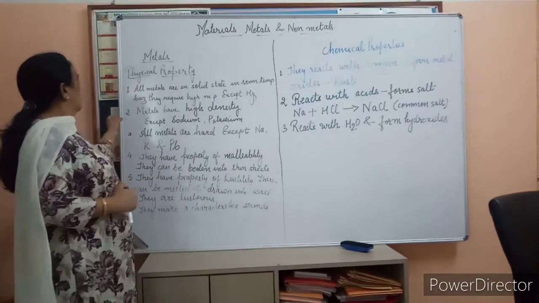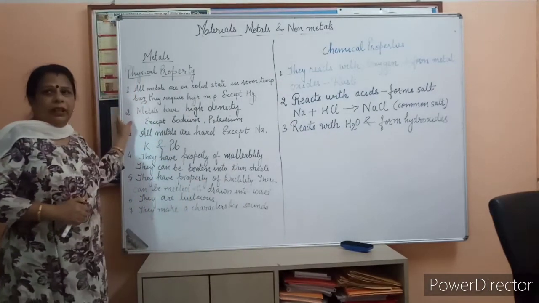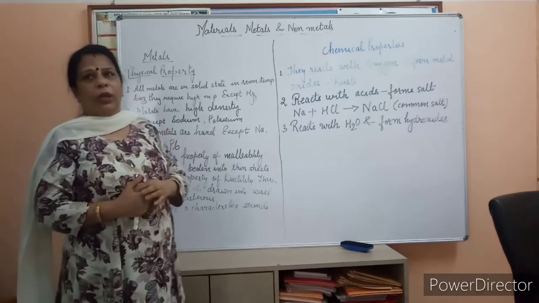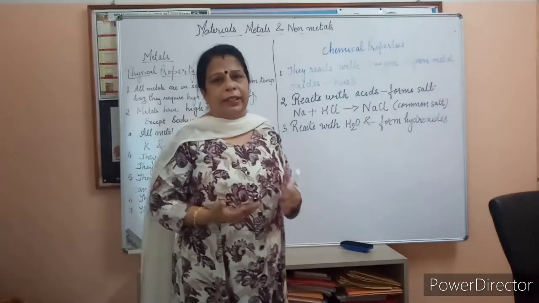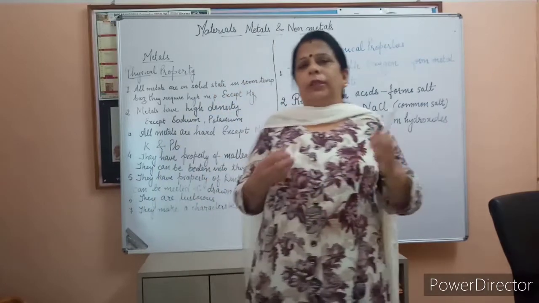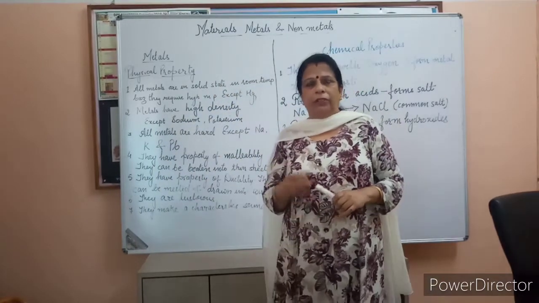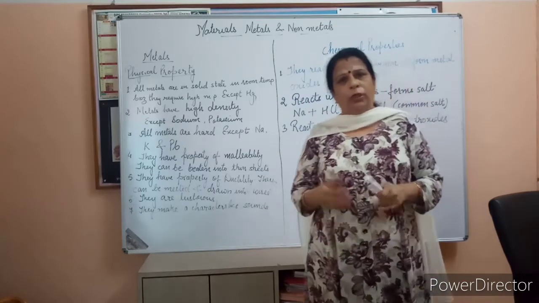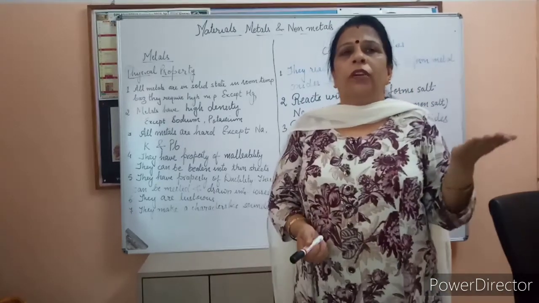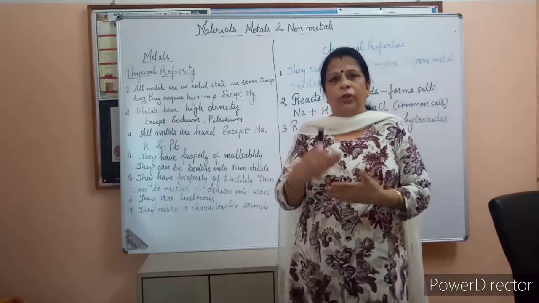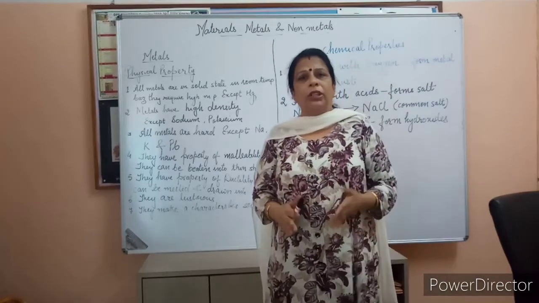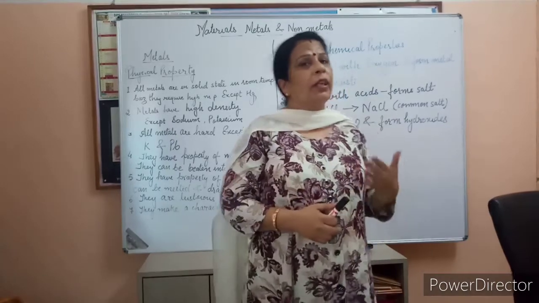Now, the second point is that metals have high density. What do you mean by the word density? You can take the example of a few iron nails and put them in water. What will you see? Will they float on the water or will they get drowned? They sink, meaning they get settled down, because the density of the metal is more.